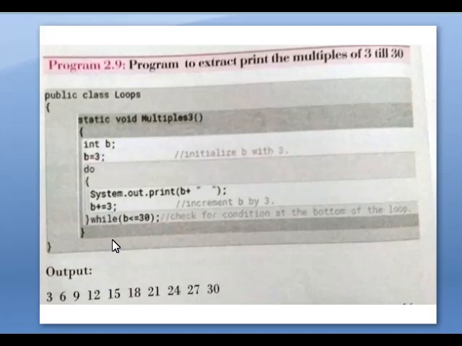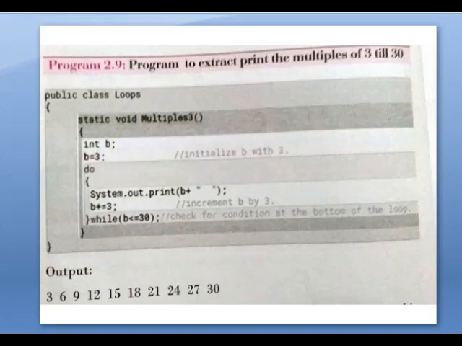Here only it will check the condition. So the first time it is not checking the condition directly; it does the statements inside the curly braces, then it checks the condition. Like this it will repeat till the value of b becomes 30. Okay students, so for loop and while loop are called entry control loops and do while loop is called an exit controlled loop.